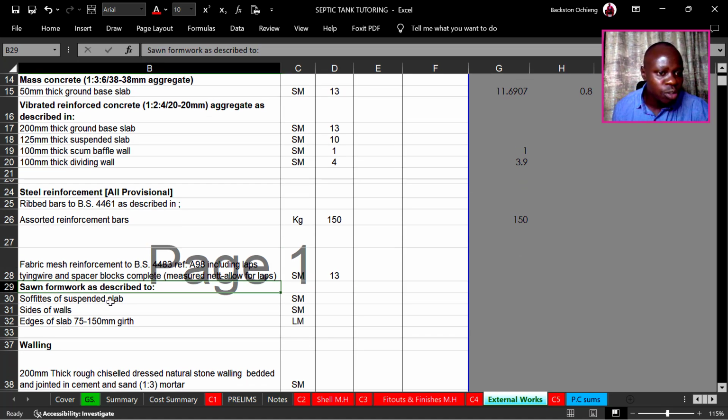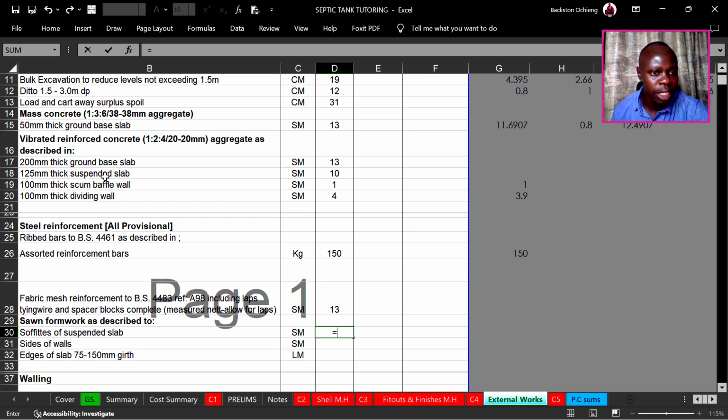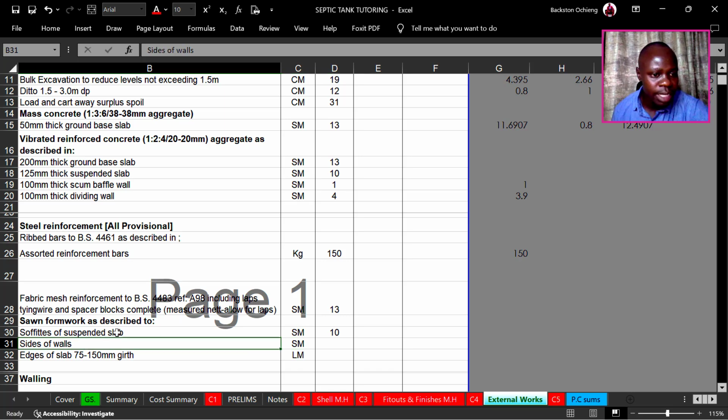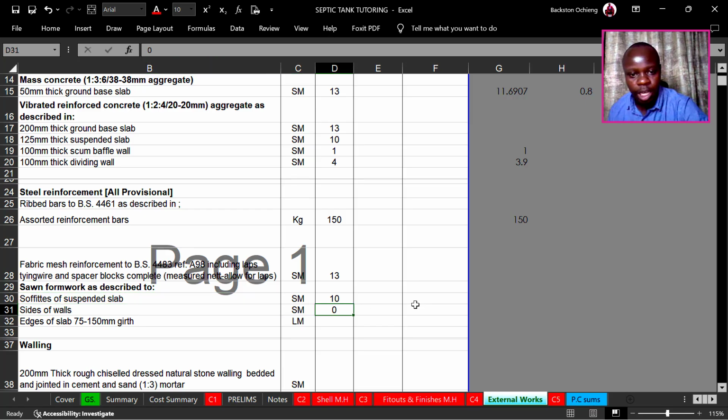Okay, then we move to formwork, surface of the suspended slab. The formwork to the surface of the suspended slab is measured in square meters. That area we had already calculated, so the suspended slab is 10, so just equate it to that. Then sides of walls, okay? The sides of walls that we need to measure here are the two for the scum baffle wall and also the dividing wall.